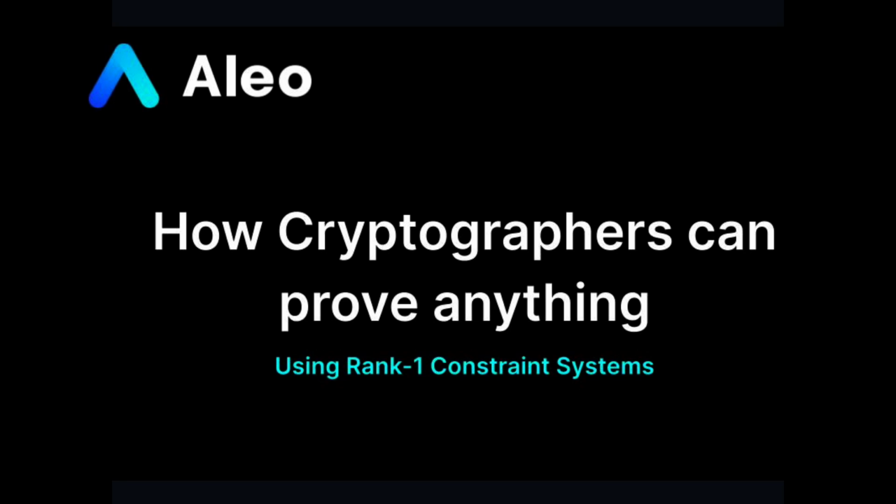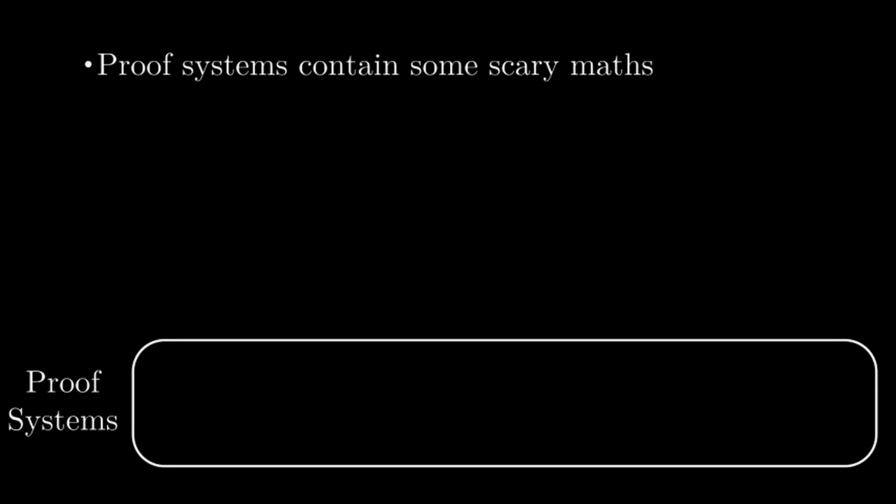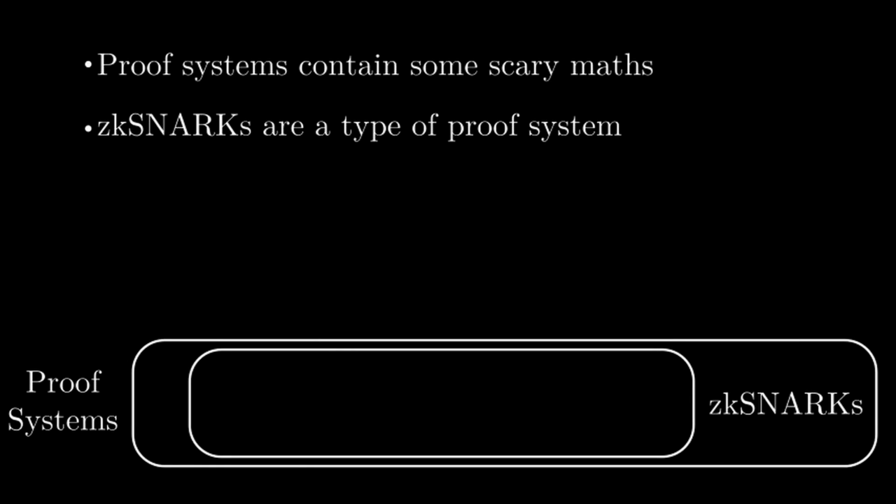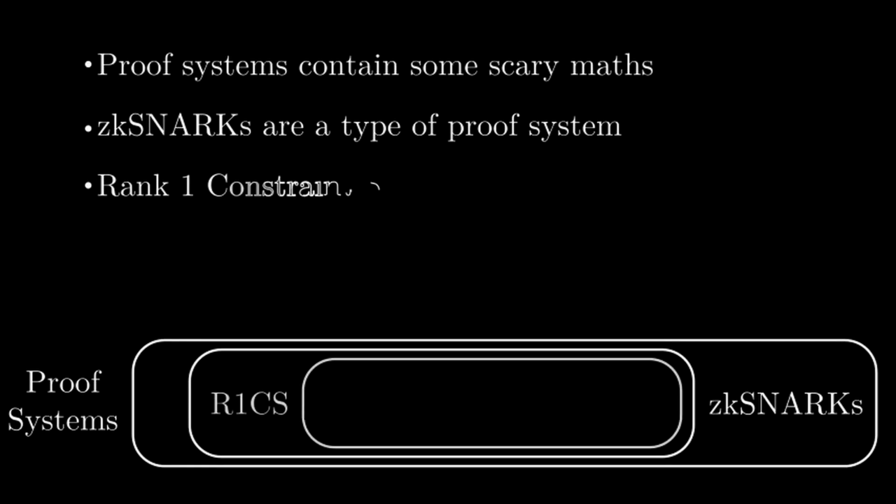In this video, I want to demonstrate how cryptographers can prove that they know anything through the use of something called a Rank-1 Constraint System, which is a type of proof system. Examples of this are Marlin and Groth 16. Proof systems are very complex. There's a lot of moving pieces. So in this video, we could only cover some of the core ideas.